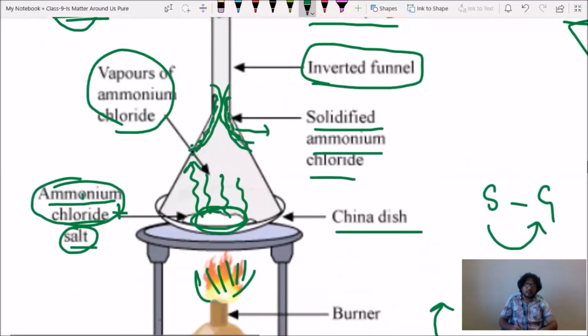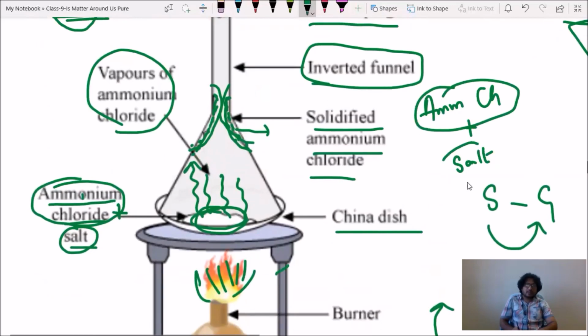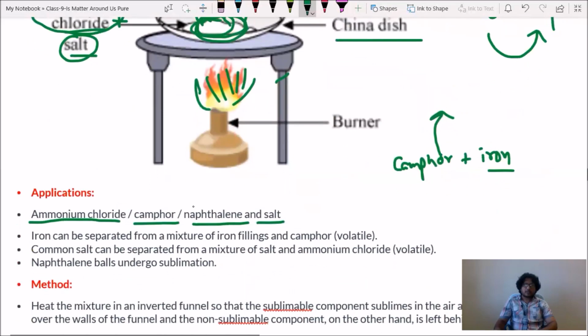Here if you observe, we have ammonium chloride and salt. Ammonium chloride plus salt. In that, ammonium chloride is sublimable, salt is non-sublimable. So the ammonium chloride will sublimate and settle on the walls of the beaker, that is the sublimable substance, and salt is non-sublimable. If you heat salt, nothing will happen to the salt, it will just settle in the beaker itself. That's what you can do.